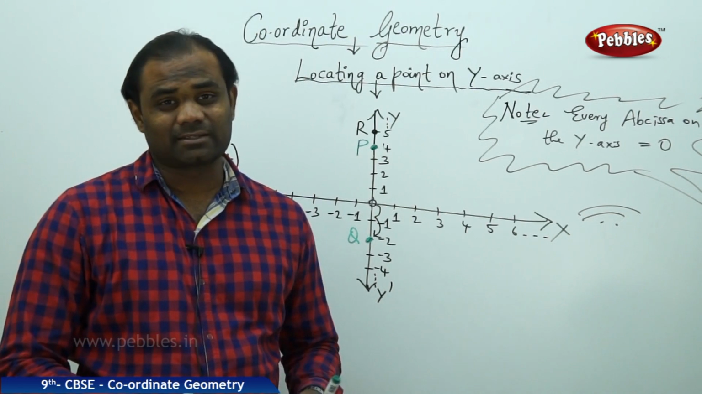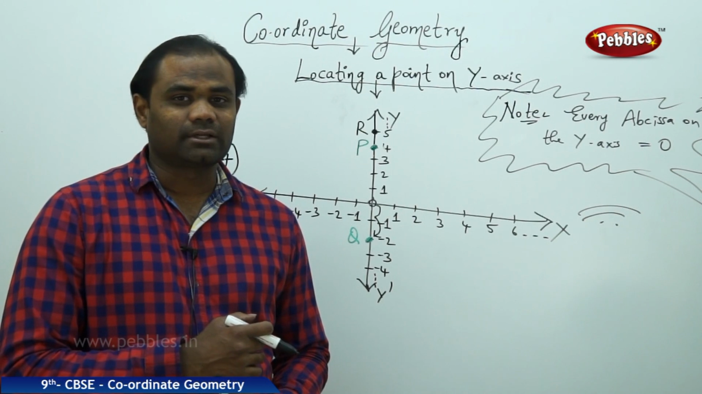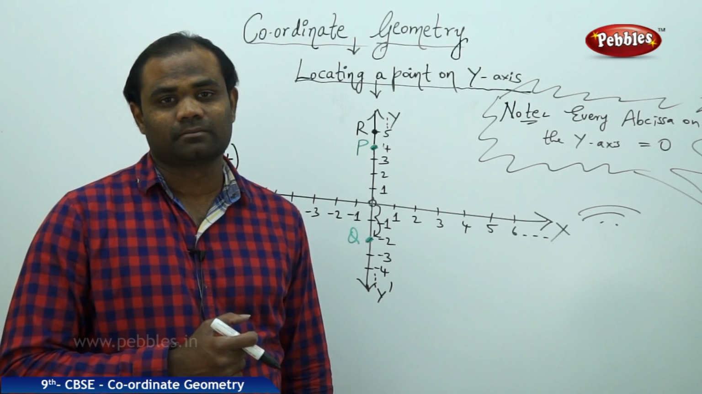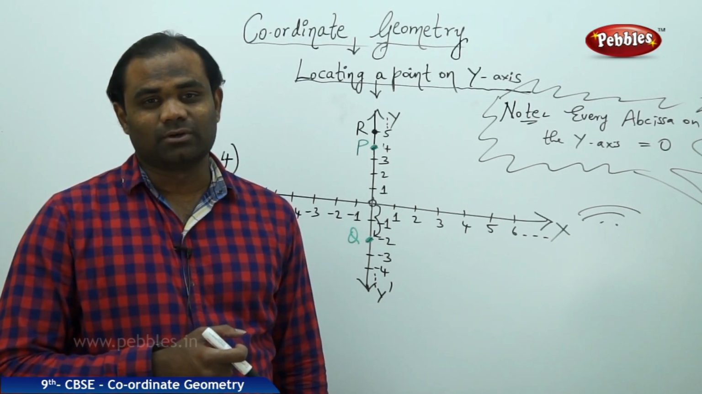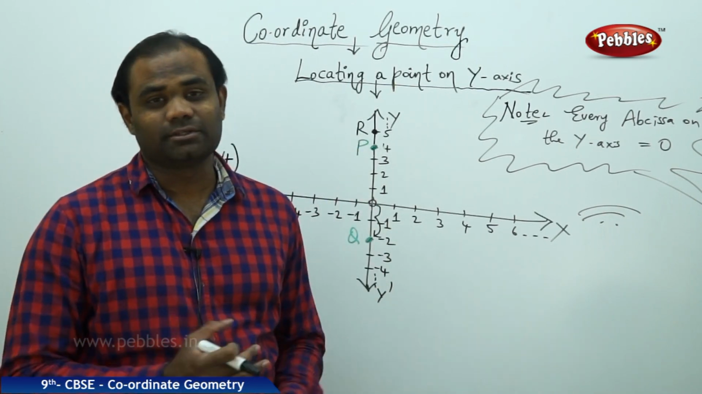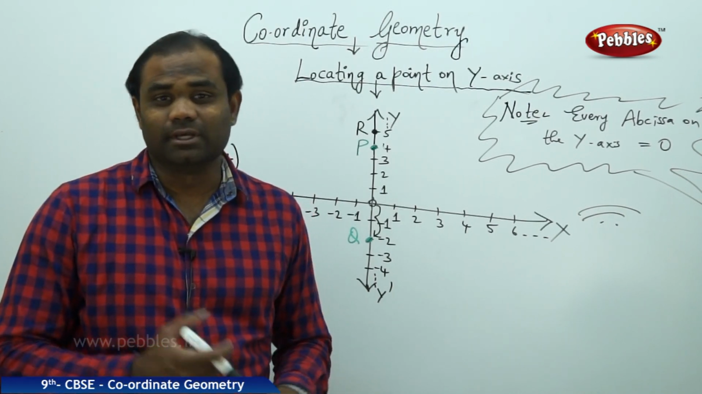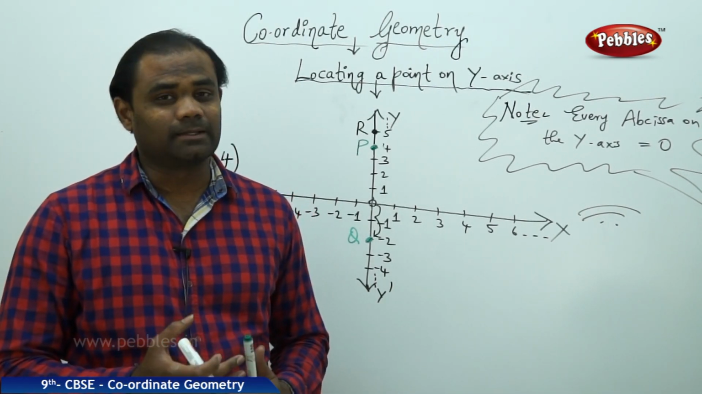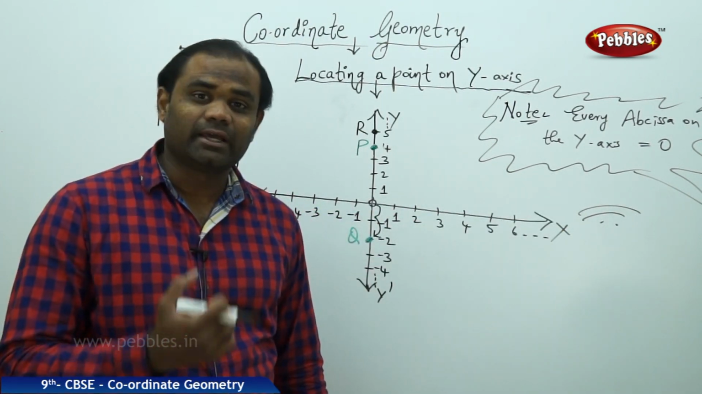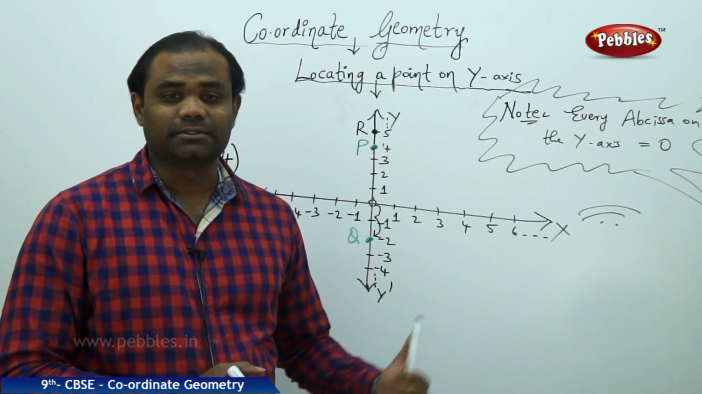Just like for the x axis, every ordinate on the x axis is 0 and every abscissa on the y axis must be 0. It cannot change because any point on the y axis changes doesn't affect the change in y. Any point moving along the x axis doesn't change the effect of y, and hence for the x axis the y coordinate is 0 and for the y axis the x coordinate is 0, is how we understand through the applications.